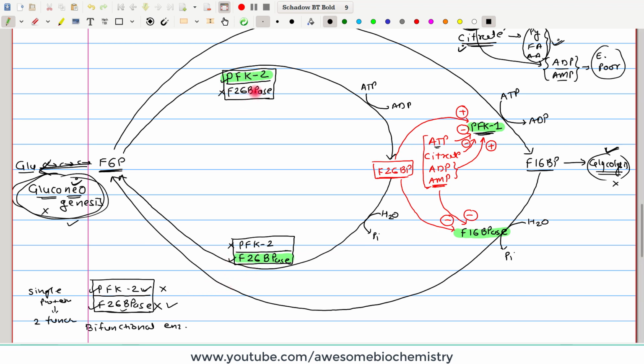Now what will determine which action or which function will be active? That is determined by the phosphate group. If the phosphate group is present, if this protein is phosphorylated, then fructose 2,6 bisphosphatase is active and phosphofructokinase 2 is inactive. Whenever the phosphate group is removed, that means the dephosphorylated state, phosphofructokinase 2 activity is there and fructose 2,6 bisphosphatase is inactive.